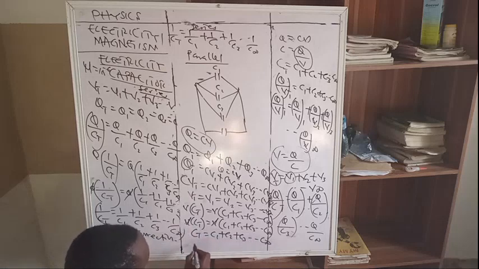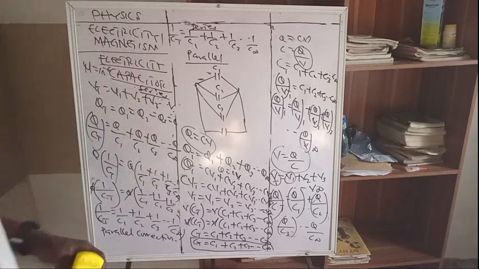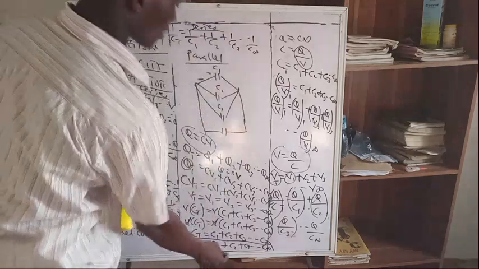So this CT is equal to C1 plus C2 plus C3 to C infinity is what we call the connection in a parallel connection. This one is in series, while this one is in parallel.